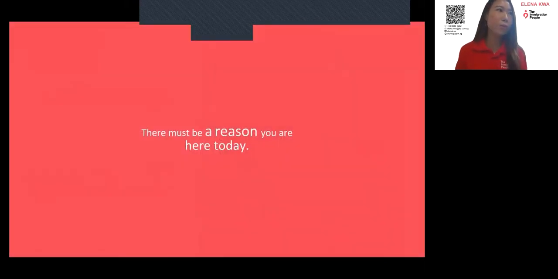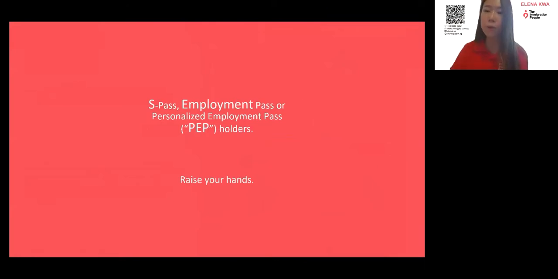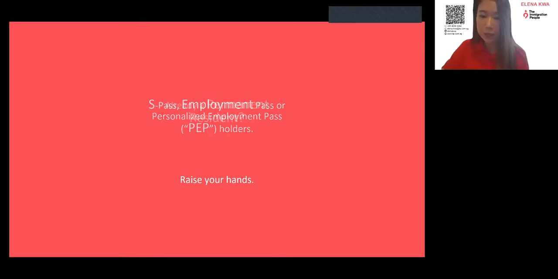All right. So there must be a reason why you are here today. And can I have a show of hands to see how many of you guys are a work pass holder in Singapore, which means you are either on S Pass, Employment Pass, Personalised Employment Pass, or Entrepreneur Pass. You can list down in the chat box what is the type of pass that you are holding right now. So I see a handful raising your hands that you're work pass holders. Okay, do not be shy. Please feel free to leave a comment as well on the type of pass that you're holding. Okay, EP from Patricia and Yash, EP, fantastic.